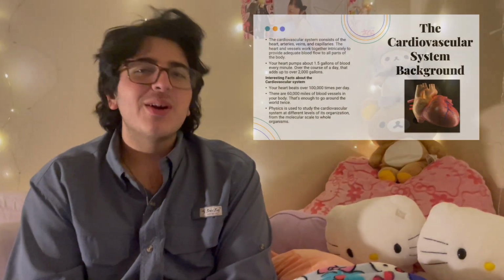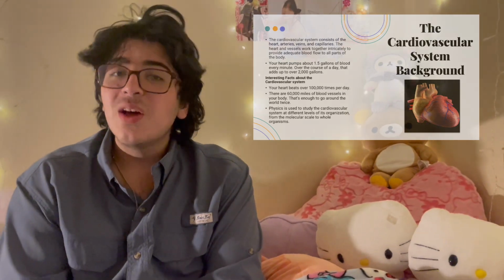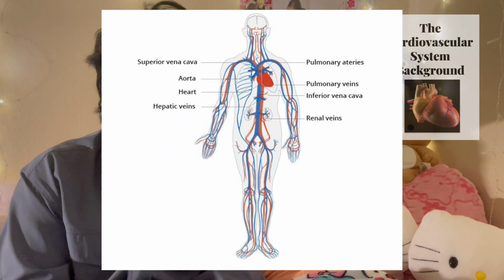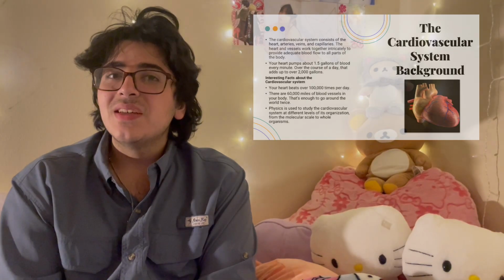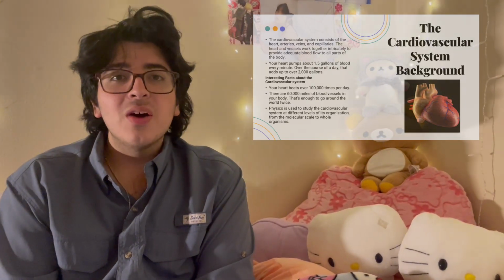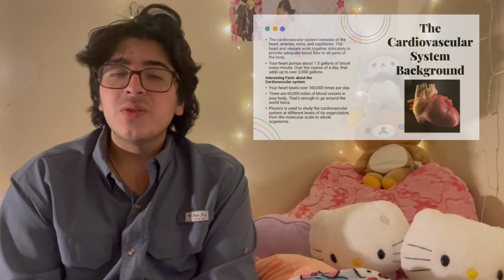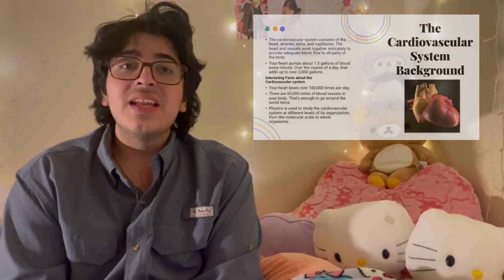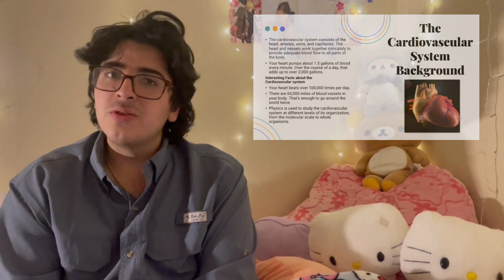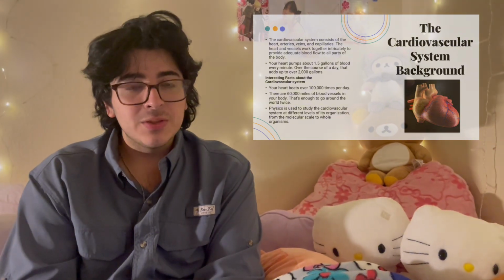What is the cardiovascular system? Well, the cardiovascular system consists of the heart, veins, capillaries, and arteries. So, the heart and these vessels push blood throughout the body so they can get adequate levels of oxygen and other nutrients while getting rid of CO2.